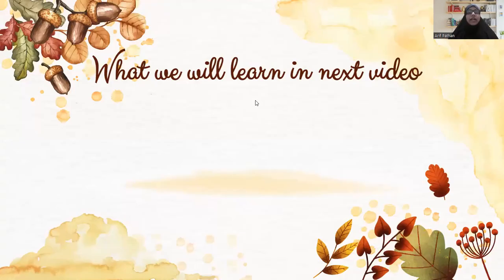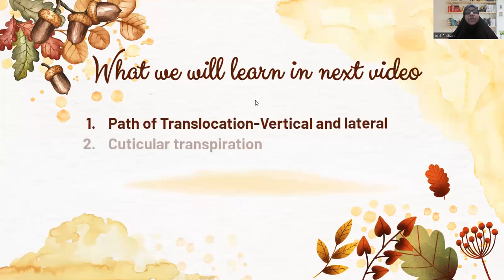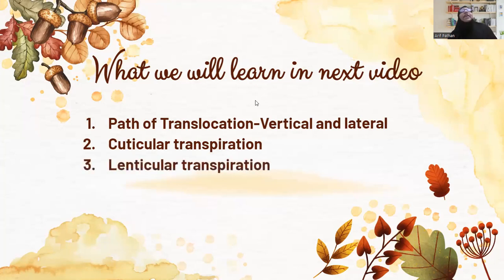So that's all in this video. In the next video, we will be talking about food translocation, that is vertical and lateral. And we'll begin with the topic of transpiration. So you have three types of transpiration. Two will be covered in the next video and the next will be covered in the last video.